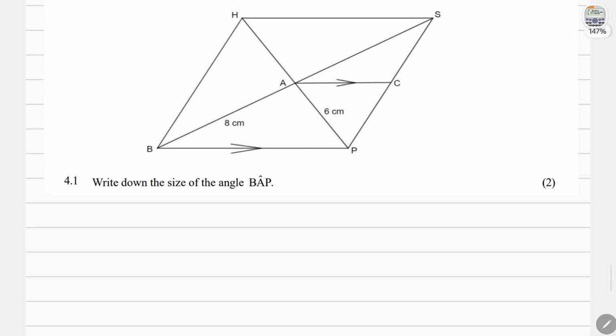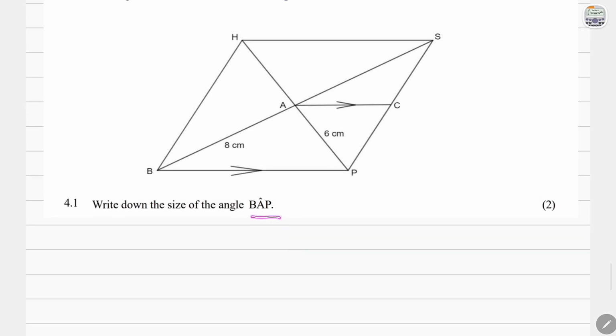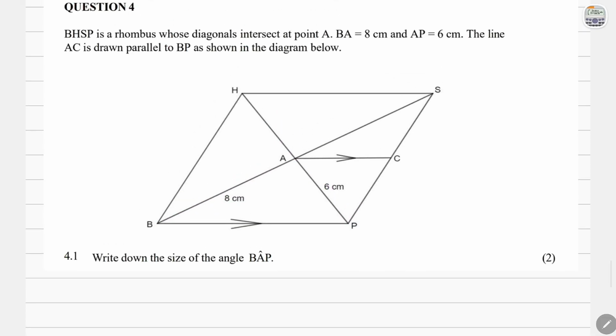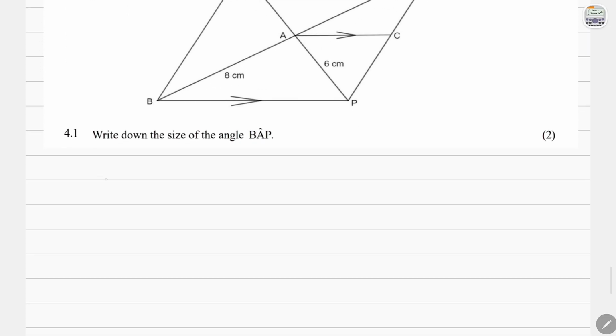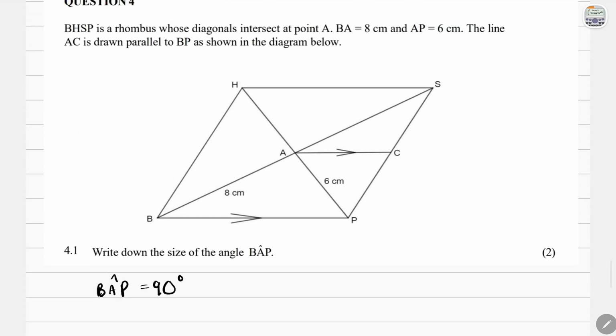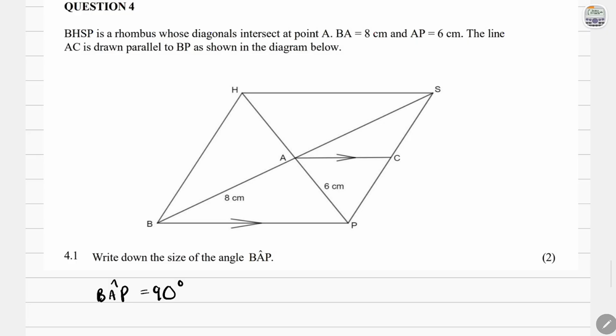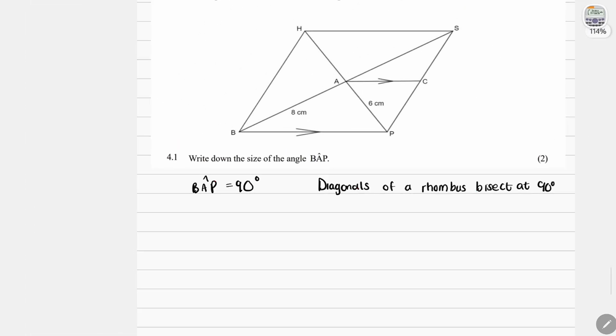So with this one, what we're going to do is look at that angle. It says BAP, right? So from B to A to P is this angle over here. They want us to tell them that angle. What do you know about the diagonals of a rhombus? The diagonals of a rhombus, they don't only bisect, they bisect at 90 degrees. So all of these angles here at the center are equal to 90 degrees. Of course, you have to give reasons here. It's Euclid. So we will say BAP equals 90 degrees and then tell them the reason. This is because the diagonals of a rhombus bisect at 90 degrees. And that is our answer.